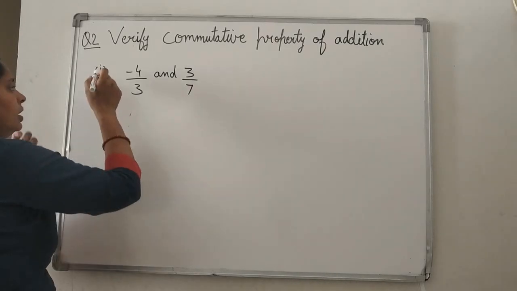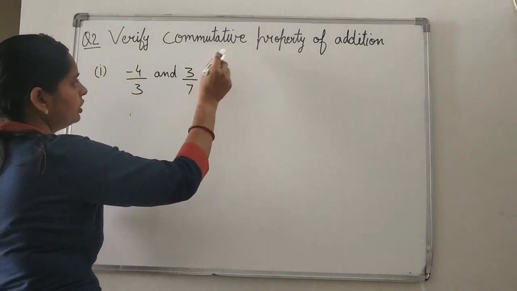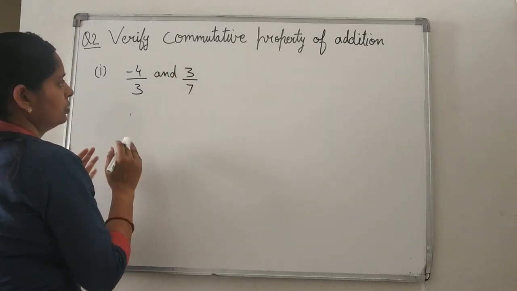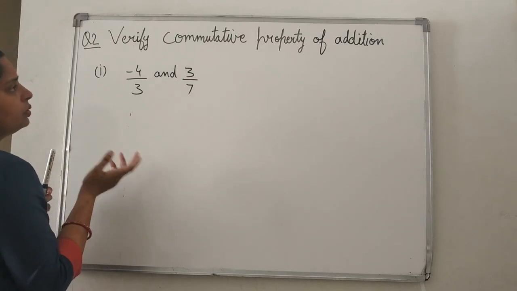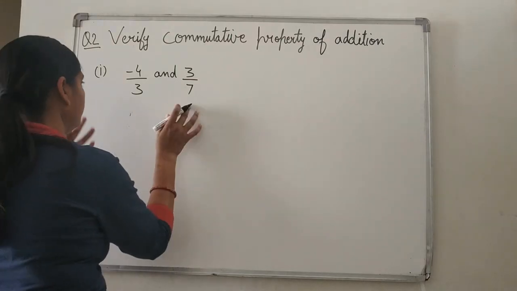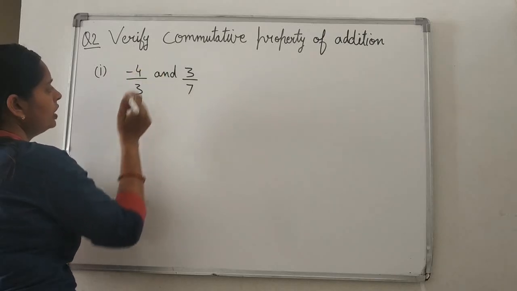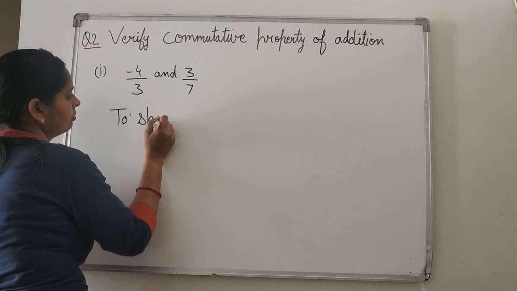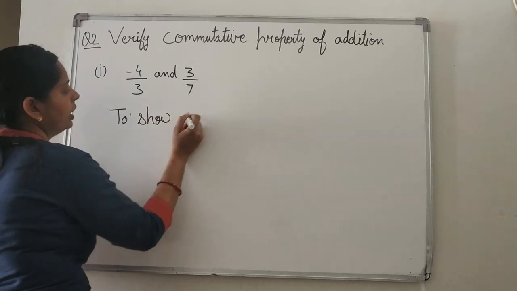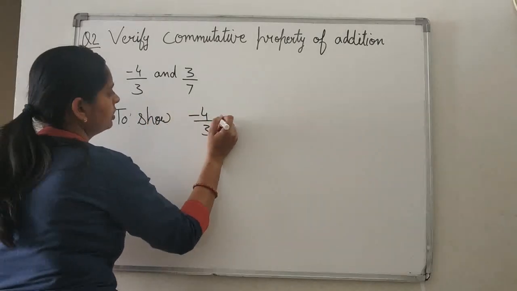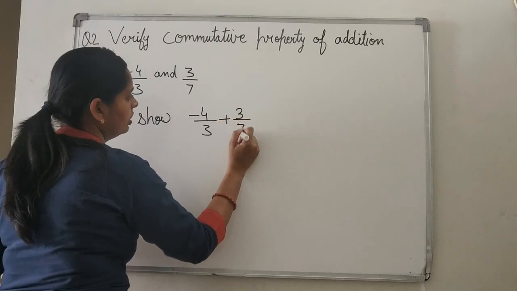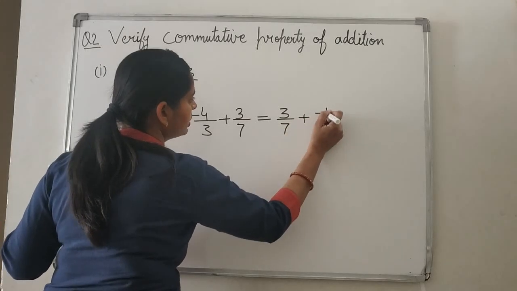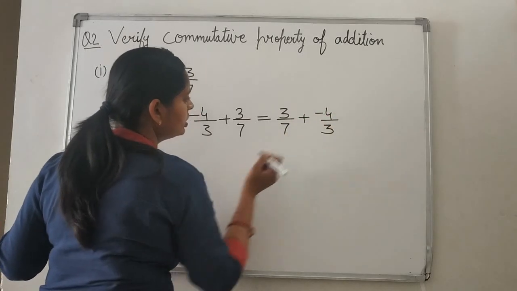Now see the next question. Verify commutative property of addition. Commutative property means changing the position only, right? A plus B is equal to B plus A. So we are having two terms. So we have to show, what verification we have to do? Means we need to show that minus 4 by 3 plus 3 by 7 is equal to 3 by 7 plus minus 4 by 3. This we have to show.